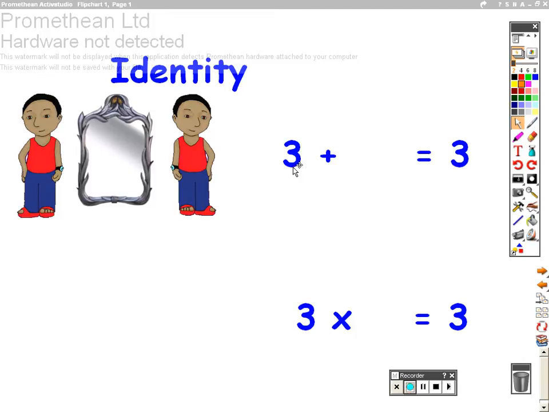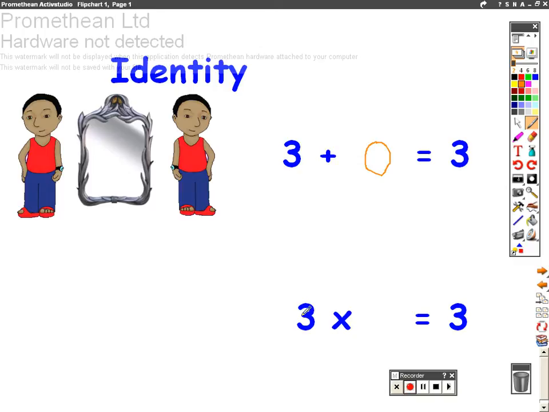So let's look at the number 3. What can I add to 3 to still keep 3? If you said 0, you're correct. 0 is the identity property for addition. Identity property of addition, the magic number is 0.